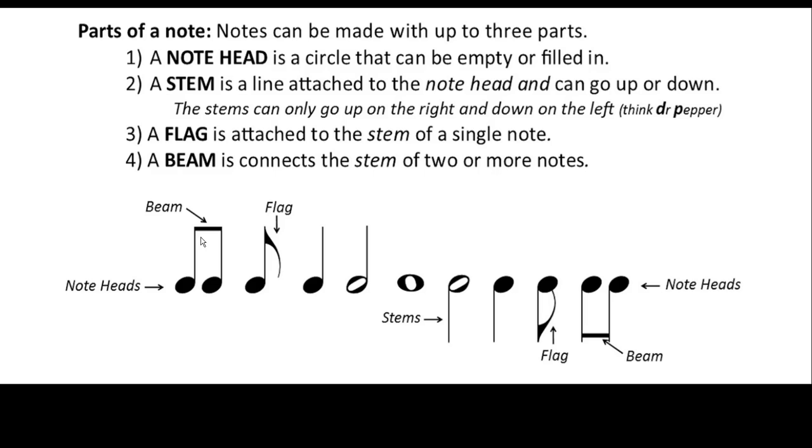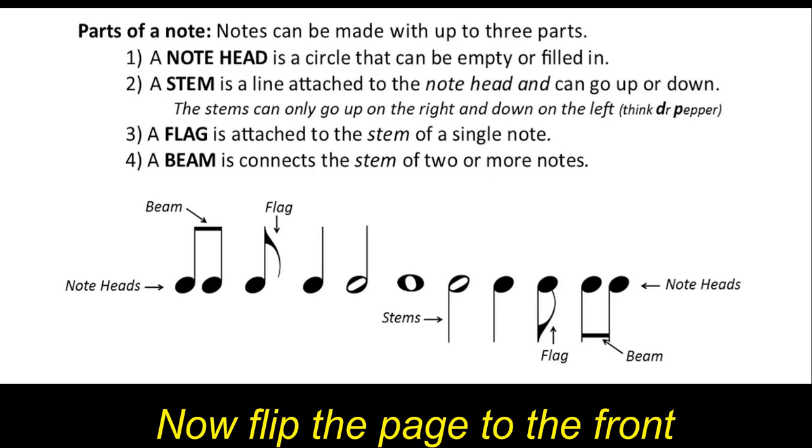The stems are the lines that go either up or down, but notice that if they go up, they're always on the right side like a D, and if they are going down, they're on the left side like a P. So just remember Dr. Pepper if you can't think which side goes which. The flag is attached to the stem of a single eighth note, and then a beam connects the stem of 2 or more eighth notes, and you can have more than one beam on the notes.